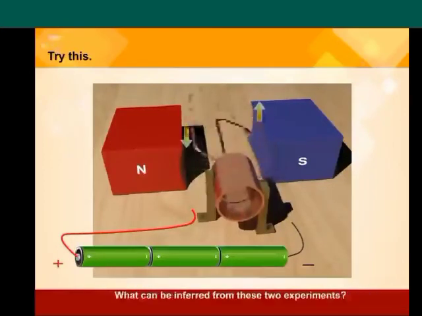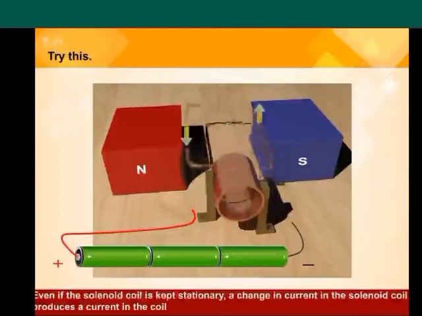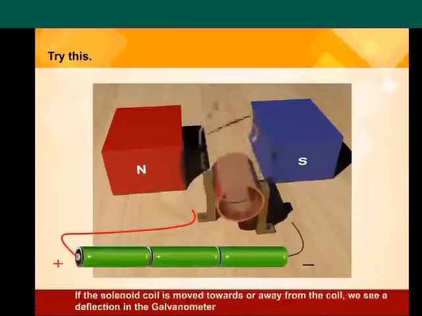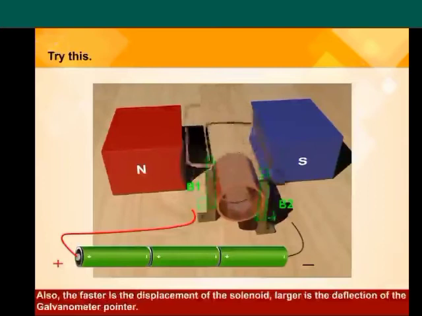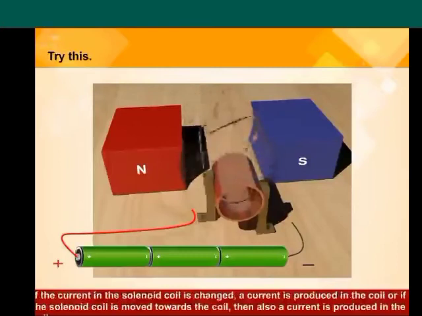What can be inferred from these two experiments? Even if the solenoid coil is kept stationary, a change in current in the solenoid coil produces a current in the coil. If the solenoid coil is moved towards or away from the coil, we see a deflection in the galvanometer. Also, the faster the displacement of the solenoid, the larger is the deflection of the galvanometer pointer. A current is produced in the coil if the solenoid coil is moved towards the coil.